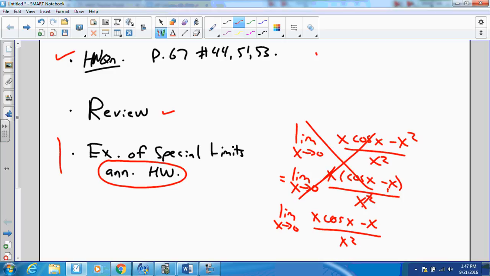Because when I cancel this common factor, I get the limit as x goes to 0 of cosine x minus 1 over x, right? I can do it this way. So I wrote it as limit as x goes to 0 of x cosine x over x squared minus 1. Okay? We can still do that from here. Break up the fraction, like so. But now this limit right here fails to exist. Check its form. The form is 1 over 0.